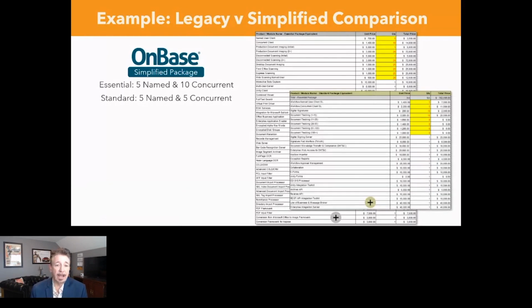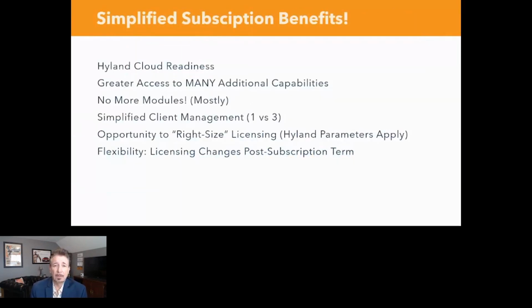And in the new package, they needed 5 named, 10 concurrent essential. They needed 5 named, 5 concurrent in standard. They were previously paying about $50,000, ballpark numbers, in annual maintenance. This new package, if we relate apples to apples, this is not the cost of Simplified, but in equivalent capabilities, had they bought all of the things that they were paying $50,000 in maintenance for, they were getting over $1 million of equivalent capabilities. So there is a wealth of additional capabilities that a customer will get and users will get in this new simplified subscription packaging.